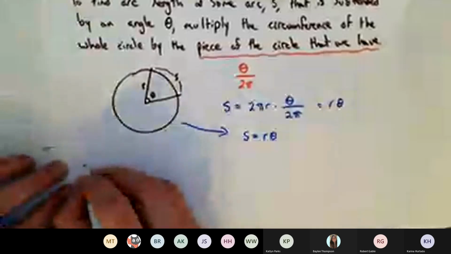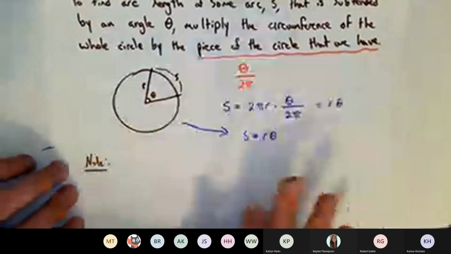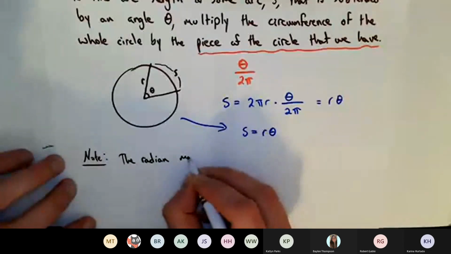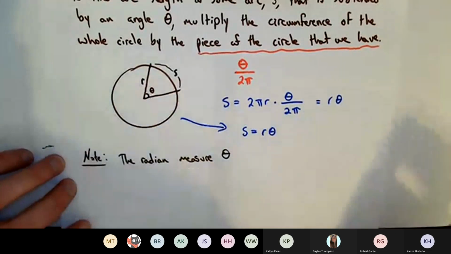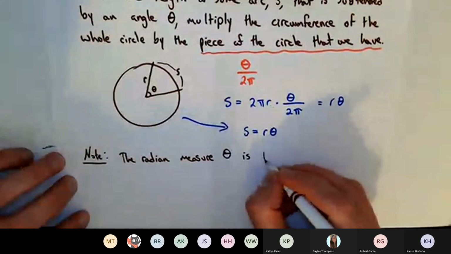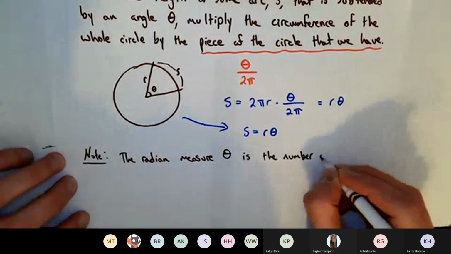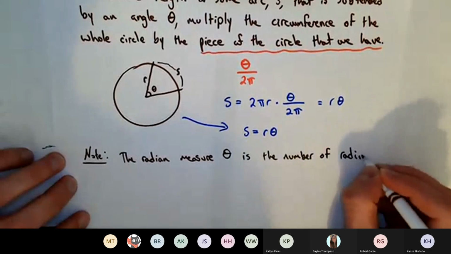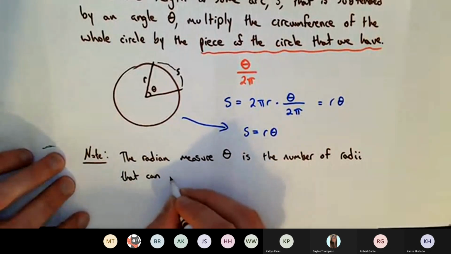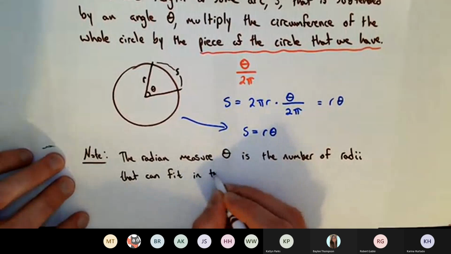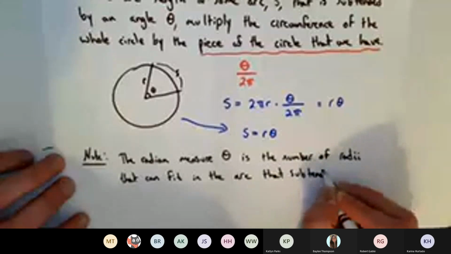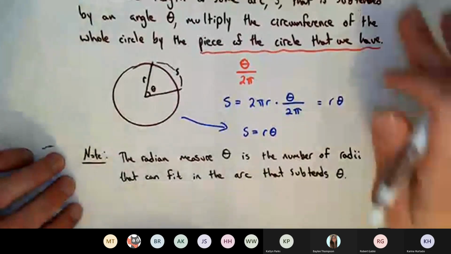So real quick, back to radians. Here's just a note. Now that we have this written down, we can say the radian measure, radians are a bit weird, but here's another way to interpret them. The radian measure theta, because it is an angle, is the number of radii that can fit in the arc that subtends the angle theta.